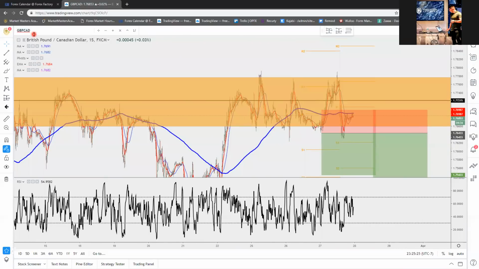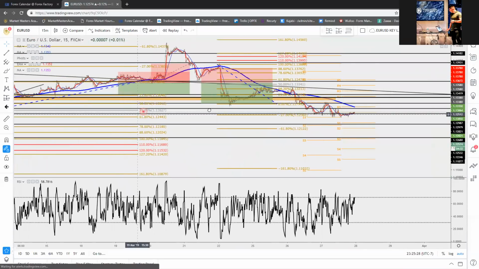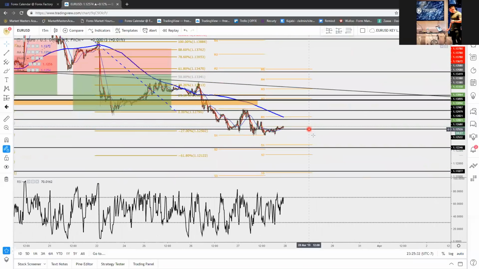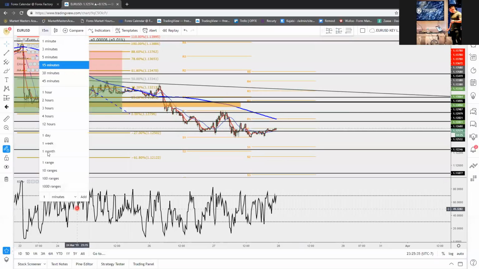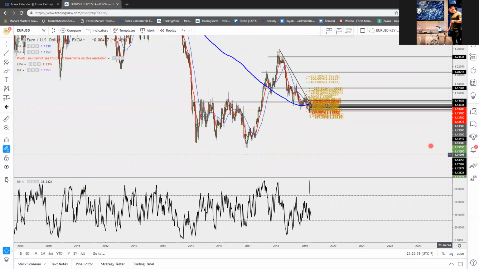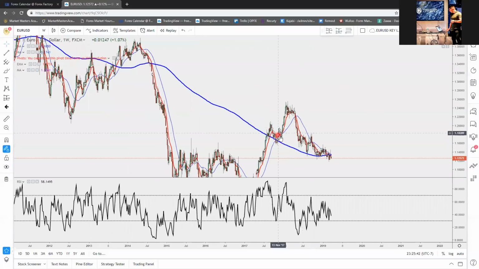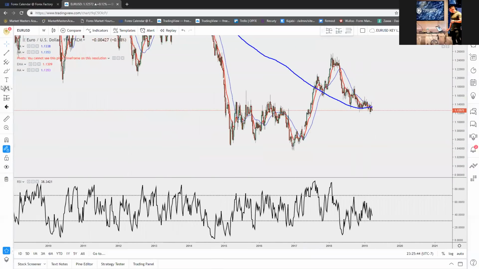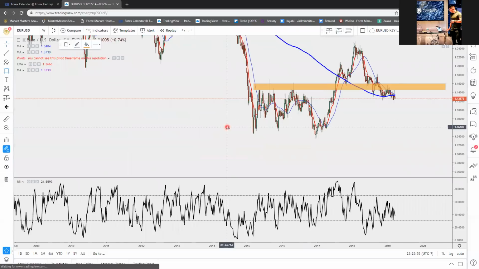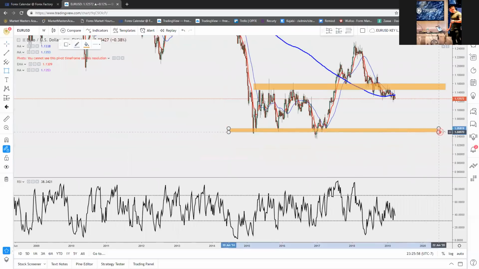So I'm going to look at Euro USD. Top-down analysis, I said I'm going to go weekly. What I like doing pretty much every single time, especially on a Wednesday, is doing my analysis fresh. We have a major zone up here and a major zone down here.